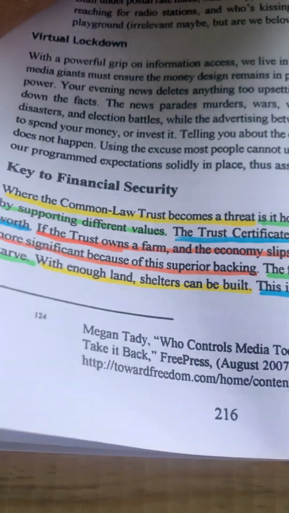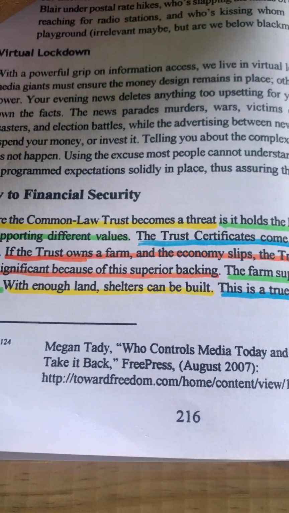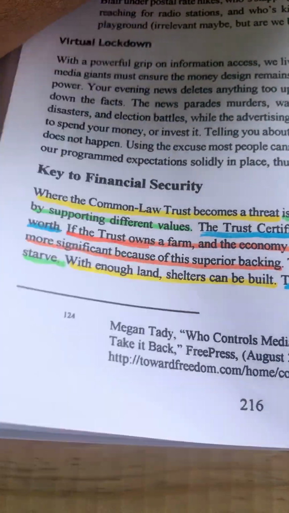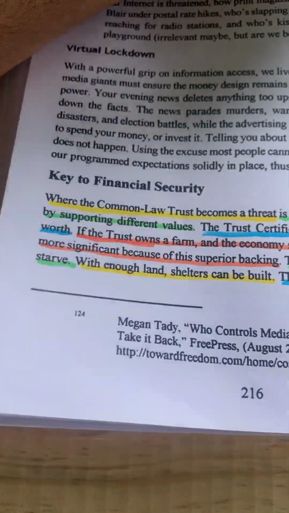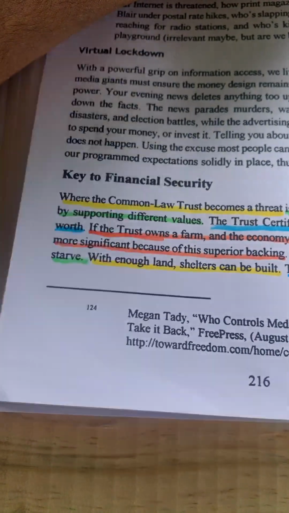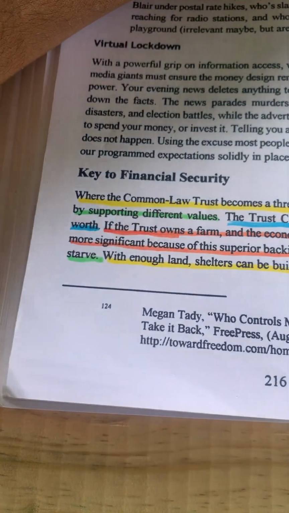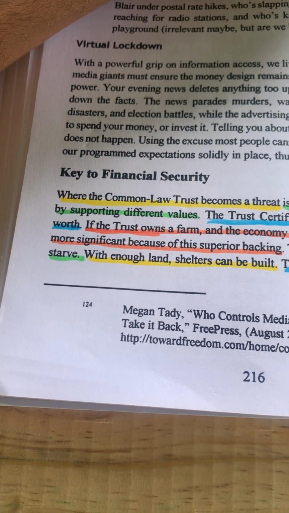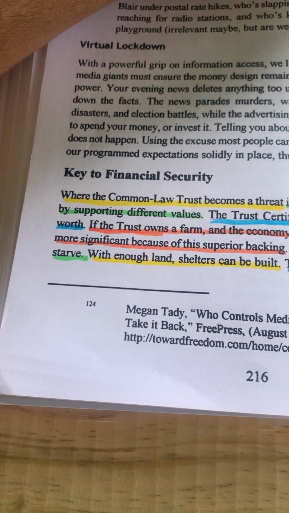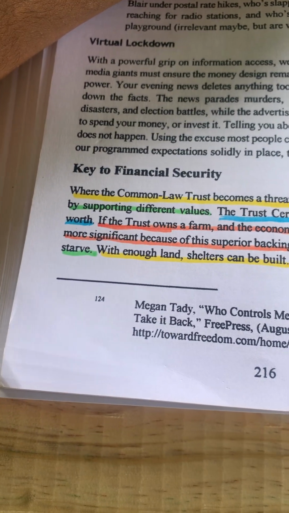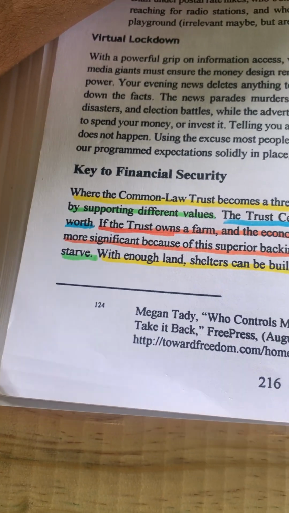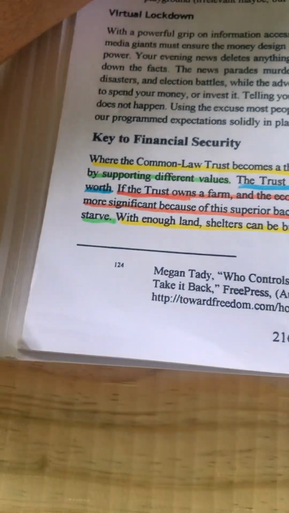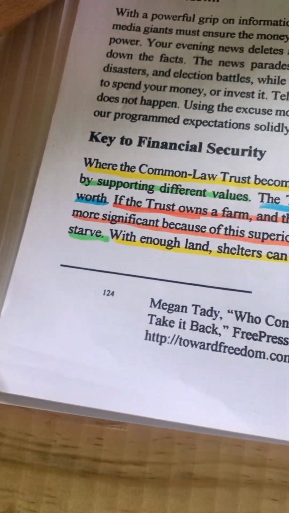If the trust owns a farm and the economy slips, the trust certificates become more significant because of this superior backing. And there we go. The farm is a part of the land. Therefore, you have a portion of true wealth, because you can't print land. You can't make more land. You can't lessen land. Earth is earth. So therefore, that becomes that.